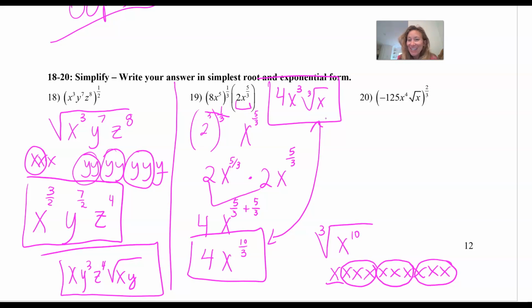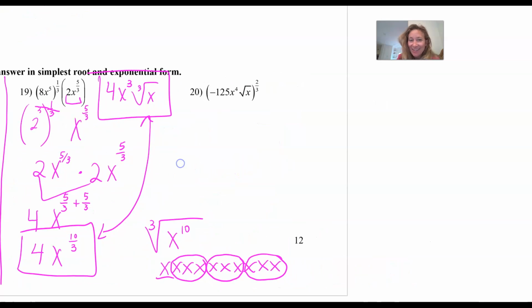All right, number 20. So inside here, I have negative 125. I'm going to write that as negative 5 to the 3rd. And then I've got x to the 4th, and I've got the square root of x, which I'm going to rewrite back as an exponent, so I can do this exponent stuff. It's x to the 1/2. And really, I'm going to just change these with addition to x.